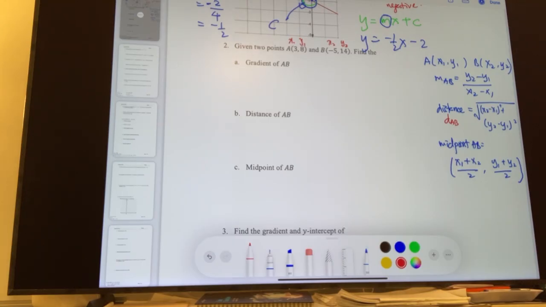You forgot how to do general form. Okay, general form, gradient, line. Then rearrange this into gradient intercept form. Make y the subject.